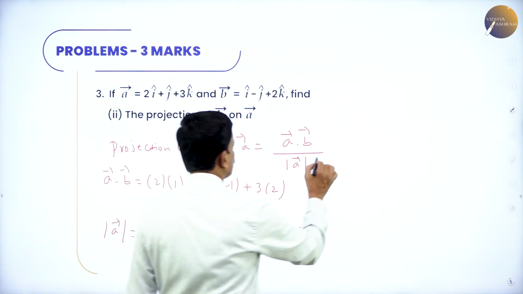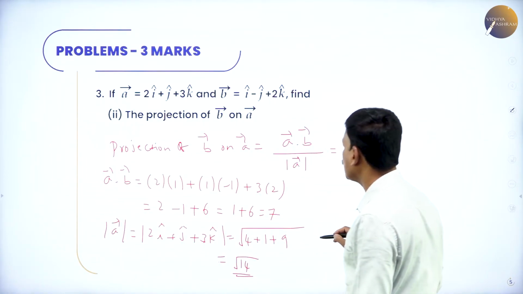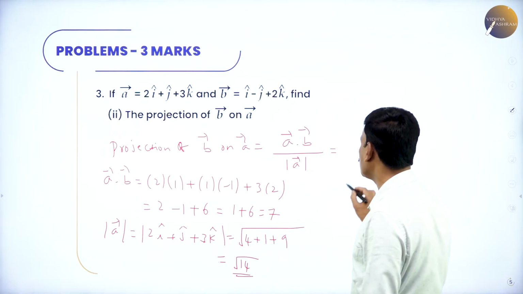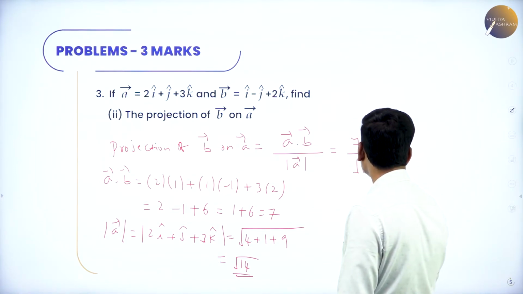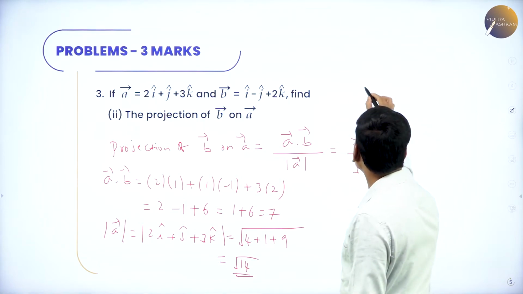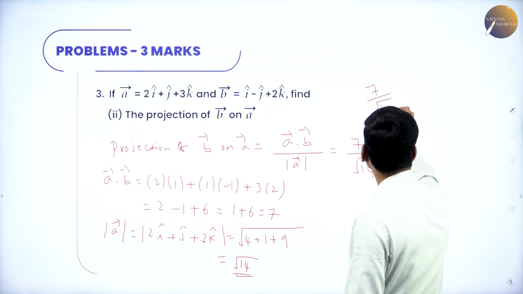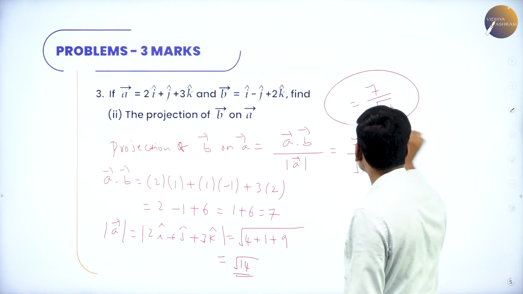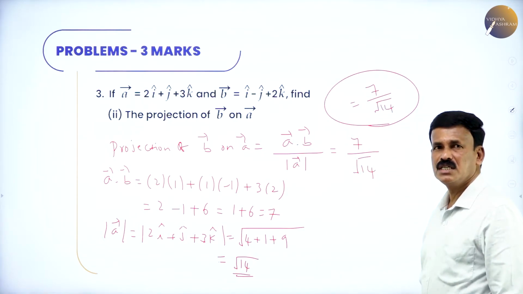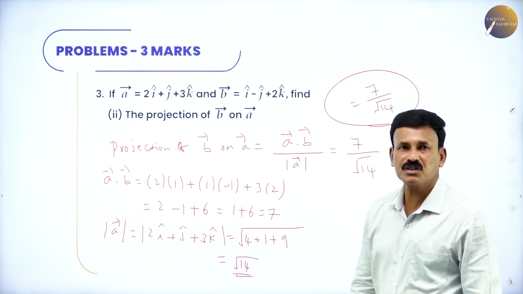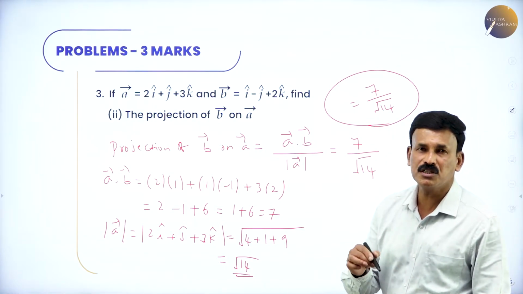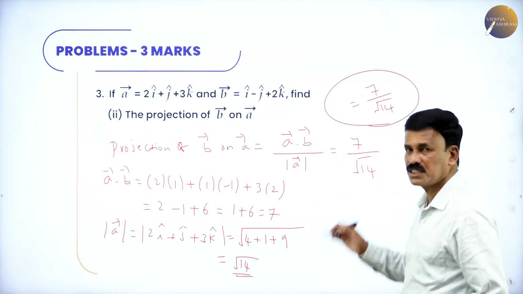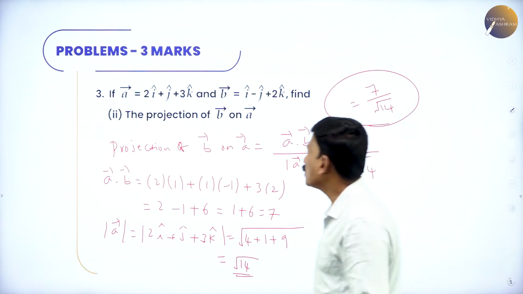So therefore the projection of vector B on A is given by A dot B, which is 7, divided by root 14. So the projection of B on A is equal to 7 divided by root 14, which is the simplified answer. This is B on A. So the projection of A on B is A dot B divided by the length of B. The projection of B on A is A dot B divided by the length of A. That's it. Now let us come to the next problem.